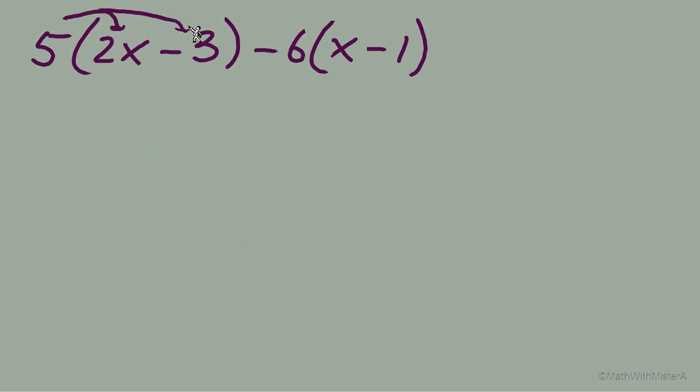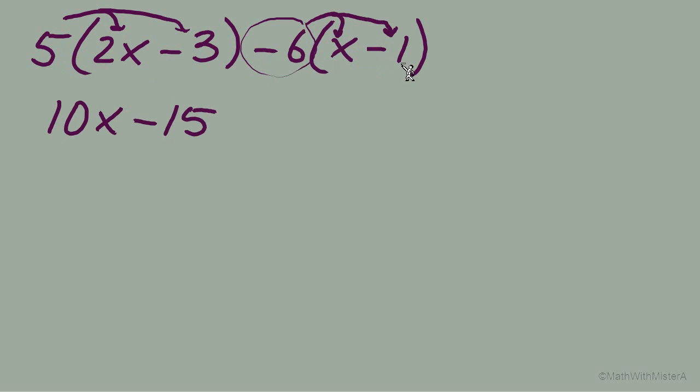First, 5 times 2x, 10x, and 5 times negative 3, negative 15. In the second set, we need to look at this as a negative 6. Distribute the negative 6 because we need to pay attention to our signs when multiplying to all of these terms. The result needs to be negative 6x plus 6 because this is a negative 6 times negative 1 equals positive 6. This is a very common place to go off path, so just be cautious anytime you see a negative number in front of the parentheses.